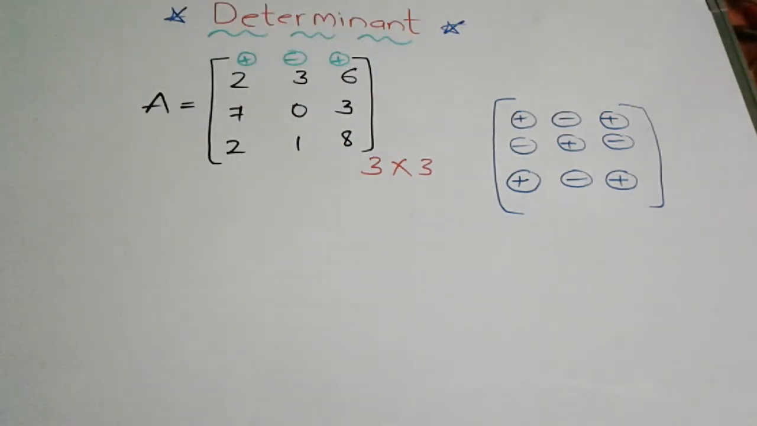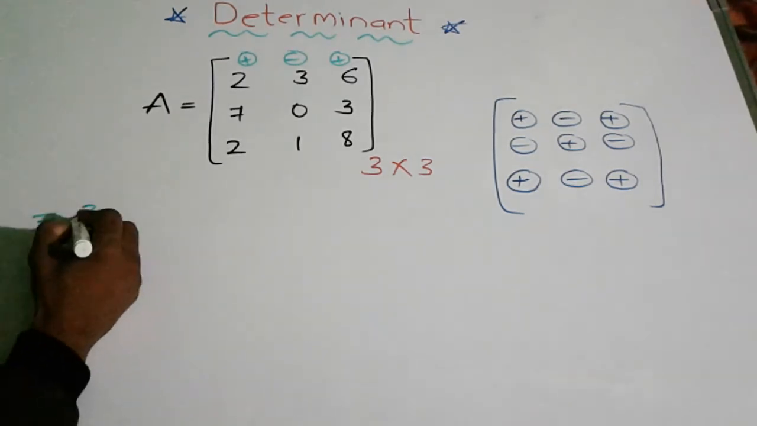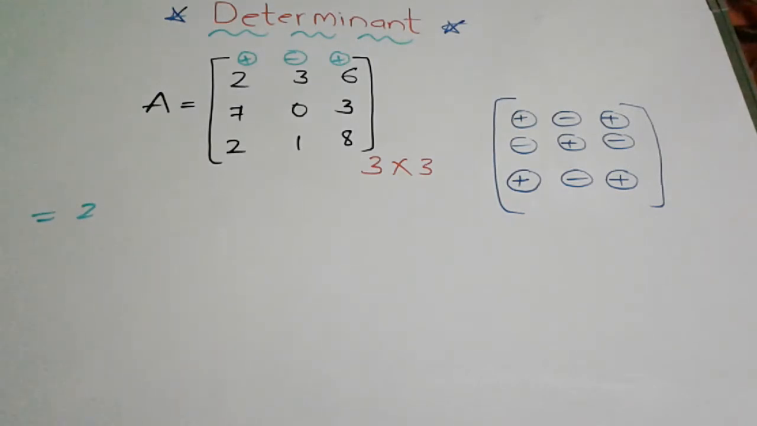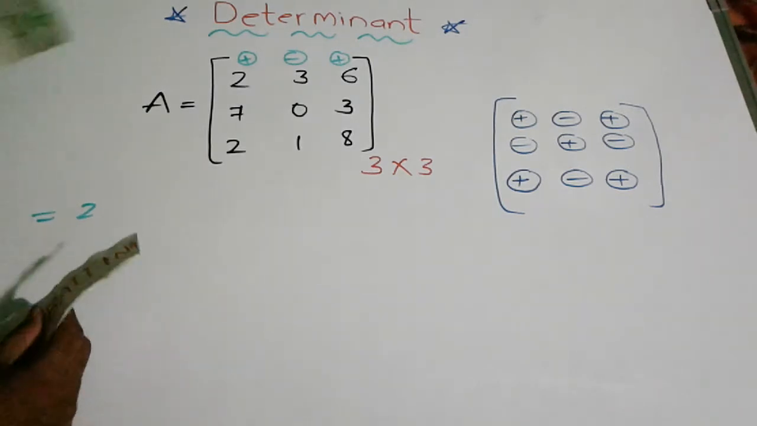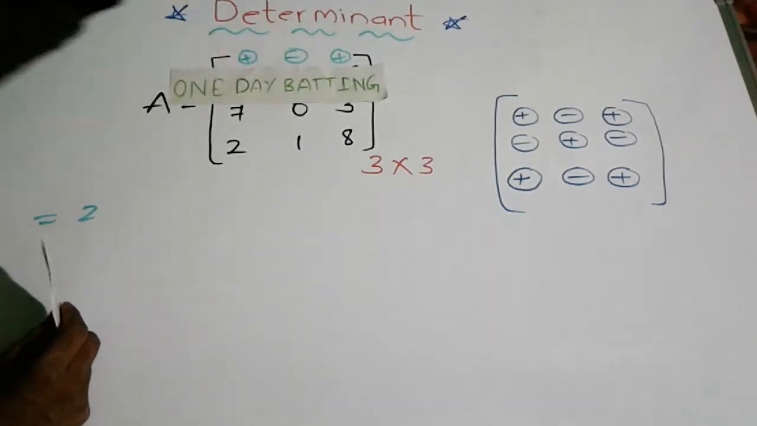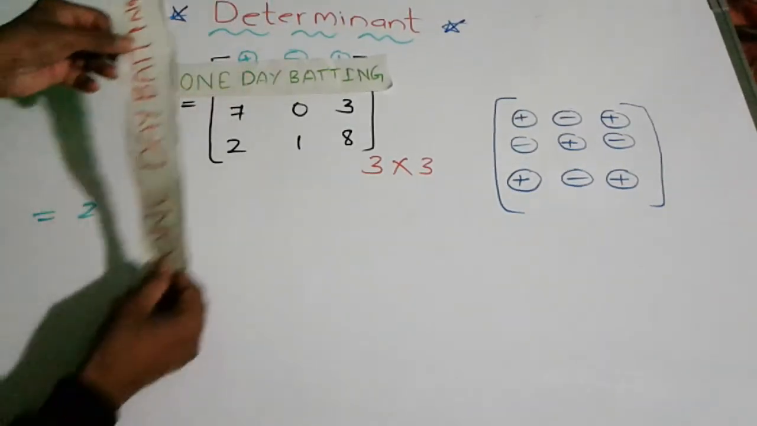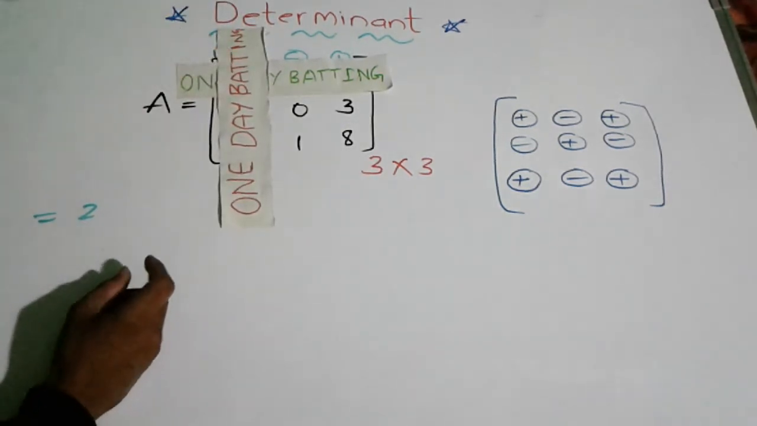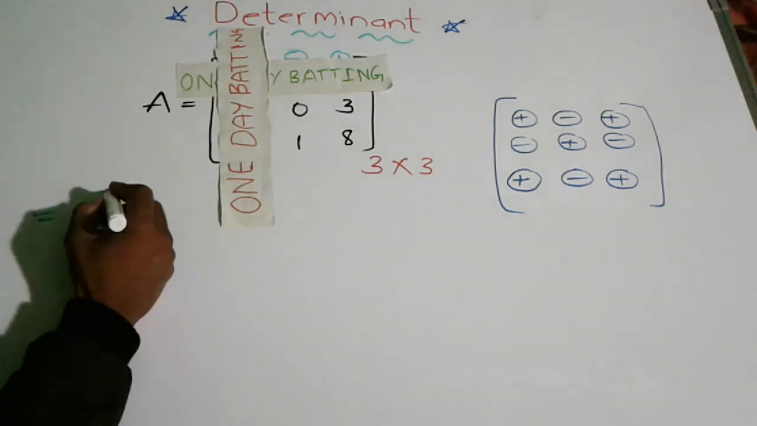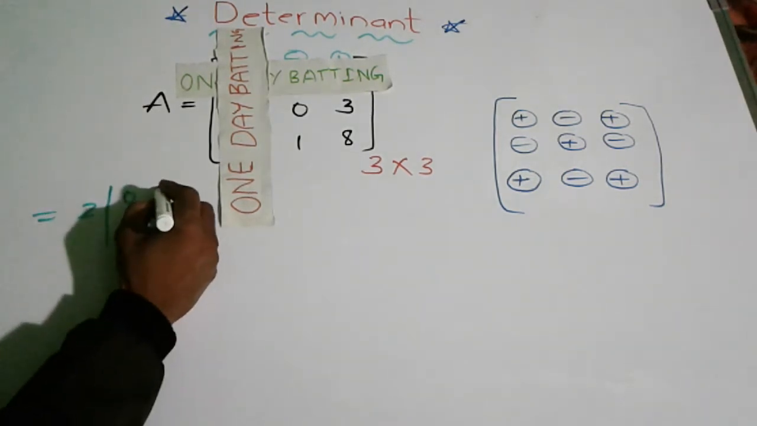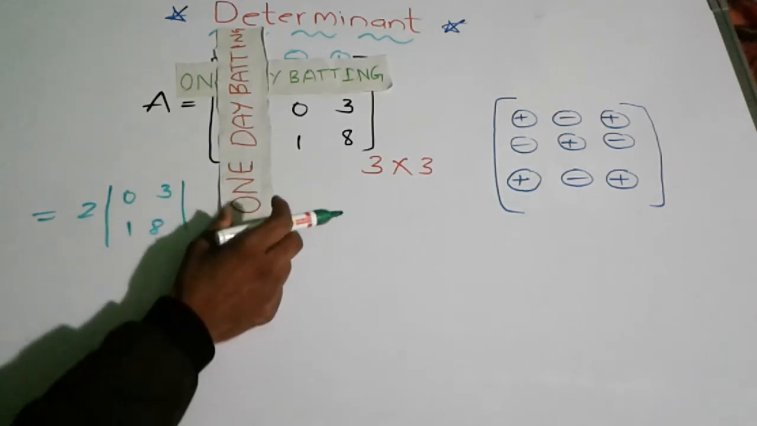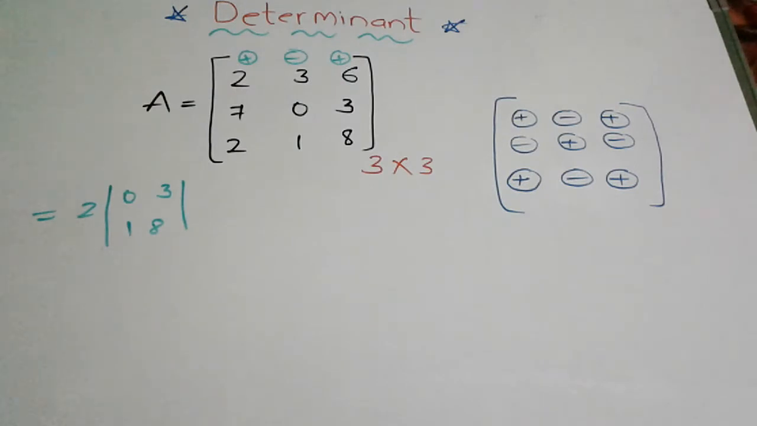For that first we have to take 2. Let me take that 2 multiplied with, first of all we have to hide the row elements and column elements which are associated with this 2. Then we get elements as 0, 3, 1 and 8. So I'm taking this from that.